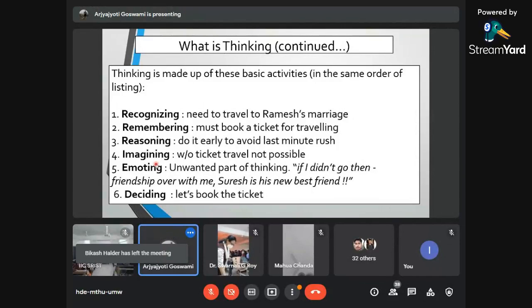The last part of the thinking is deciding, which is again important. Decide that, okay, let me forget about all these things. I have my notes, have my books. My exam is on next Wednesday. Let me study. Let me book the ticket, for example, for Ramesh's wedding. So this is a generally accepted flowchart for thinking. Don't feel that this is the only way that we think, right? This is one of the approaches which is generally accepted by all, that this is how people think.